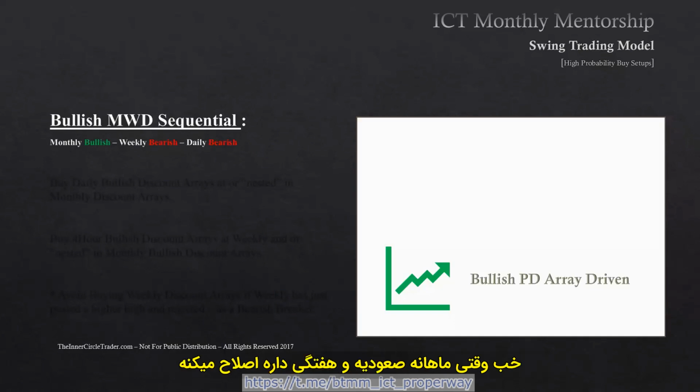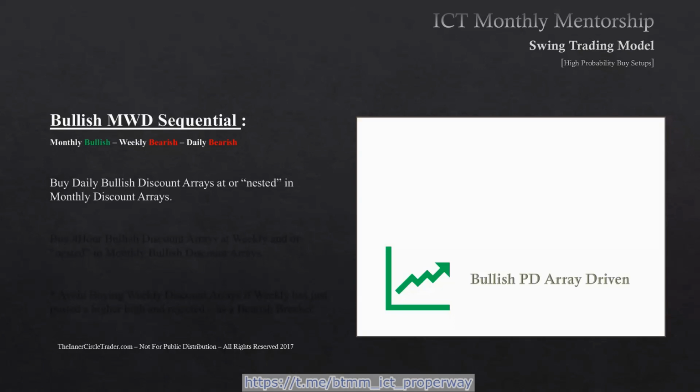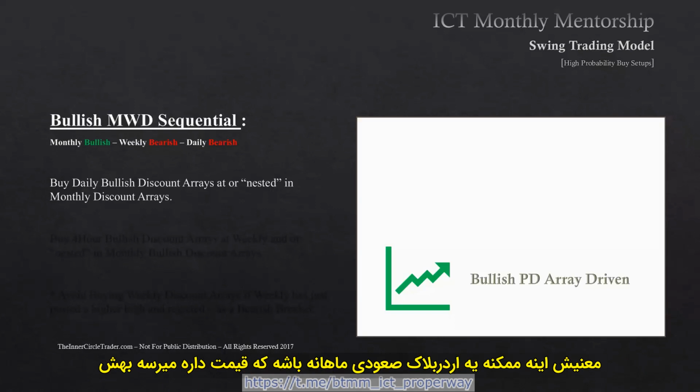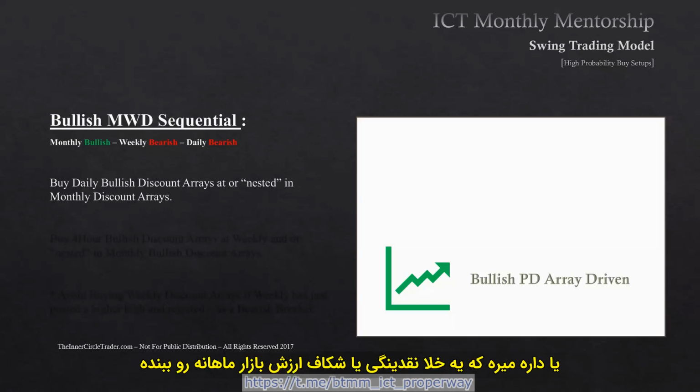Okay, when the monthly is bullish and the weekly is correcting and the daily is correcting, we'll still be buying daily bullish discount arrays at or nested in a monthly discount array. That means there may be a monthly bullish order block that it's trading down into, or it's trading to close in a monthly liquidity void or fair value gap, or maybe trading back to an old high or an old low. But we're going to be getting our information from the monthly chart.